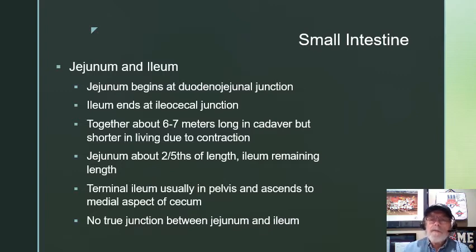The terminal ileum is down in the pelvis. It's very, very low, in that right lower quadrant. Okay, and that's where the colon is going to start, and right there there'll be a little sphincter, which is called the ileocecal sphincter or ileocecal valve, and that allows all the material that's been in the small intestine, from the duodenum to the jejunum to the ileum, to be spilled into the colon. Okay, and that's what happens. But again, there's no true junction between the jejunum and ileum.